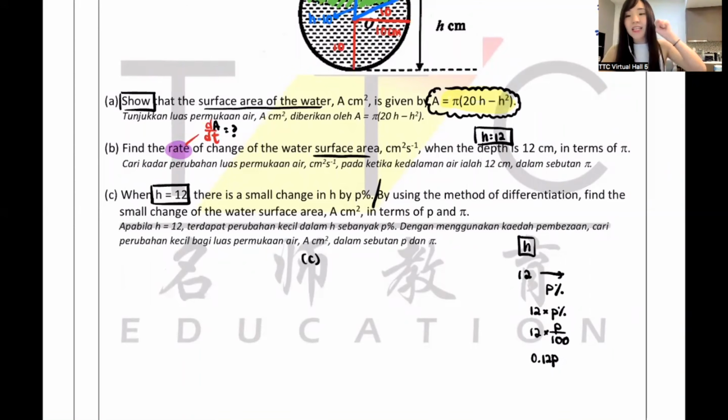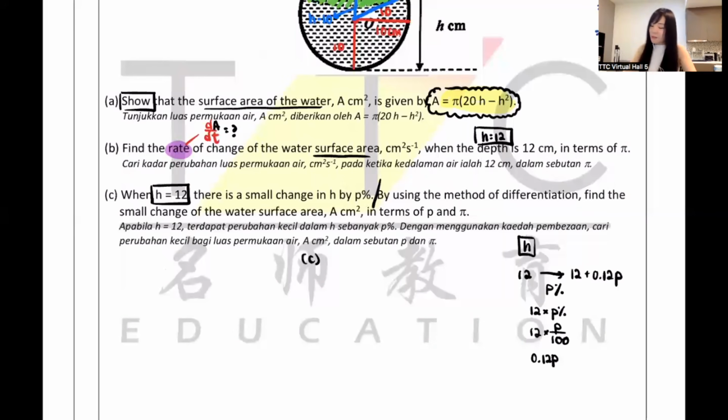So the starting is 12. I increase 0.12p. My new one is 12 plus 0.12p. But actually the question never says increase, so you can say 12 plus 0.12p, or 12 minus 0.12p also can, because they never say it's increase or decrease. But it doesn't matter, the answer is the same.